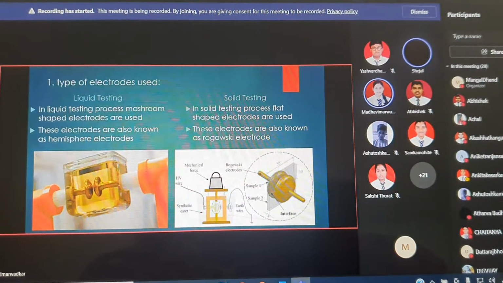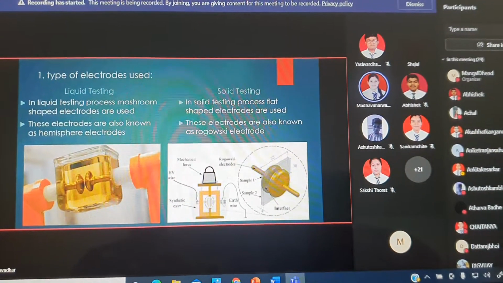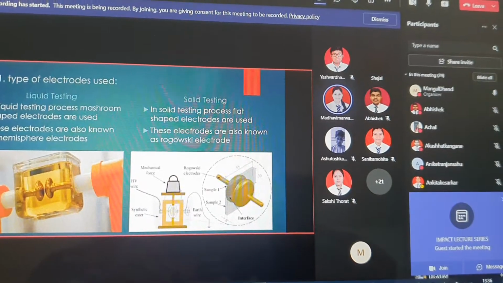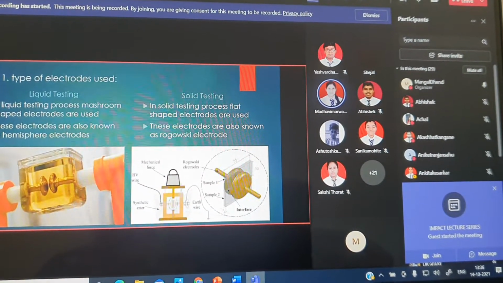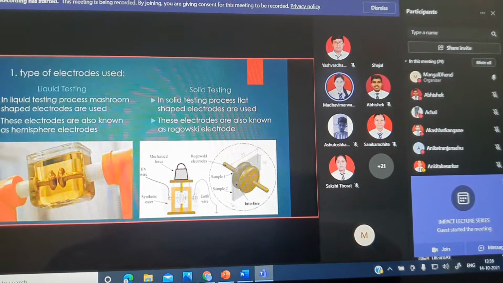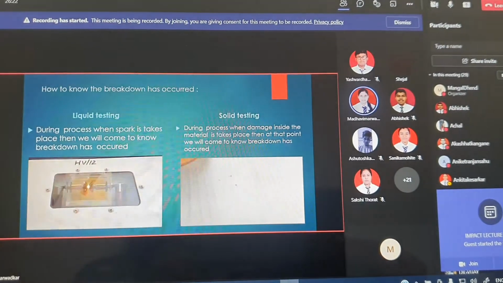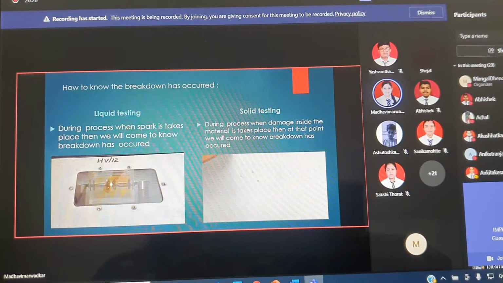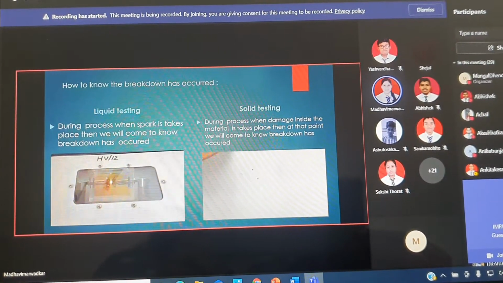So in the picture which is given below the liquid testing points, you can see how the mushroom shaped electrodes look like. So let's discuss our next point. Our next point is how to know the breakdown has occurred.